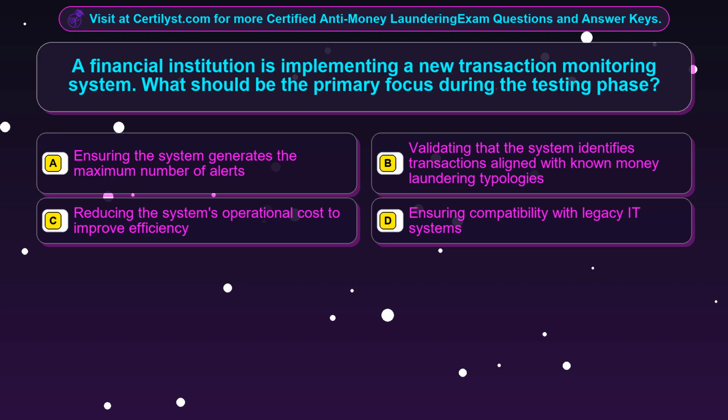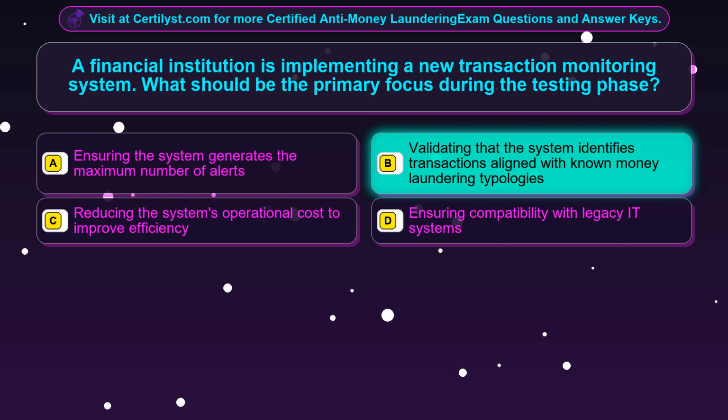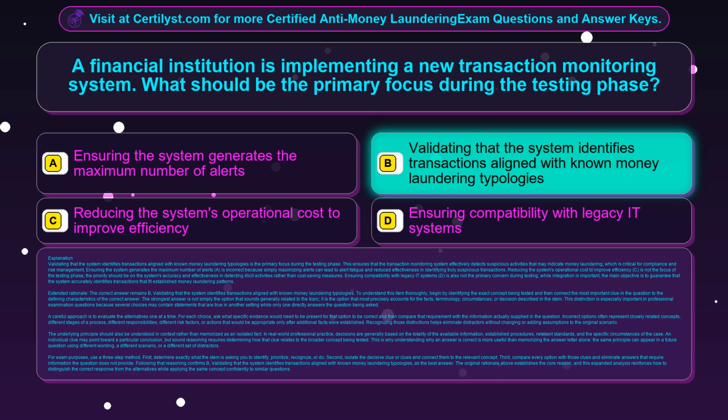Option C. Reducing the system's operational cost to improve efficiency. Option D. Ensuring compatibility with legacy IT systems. The correct answer is option B. Validating that the system identifies transactions aligned with known money laundering typologies. Validating that the system identifies transactions aligned with known money laundering typologies is the primary focus during the testing phase.